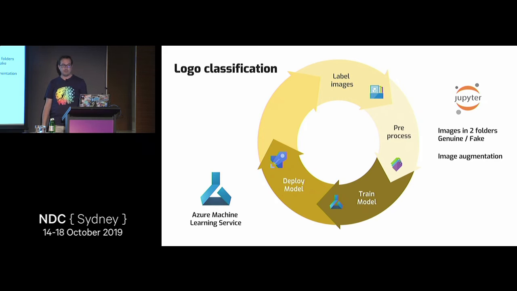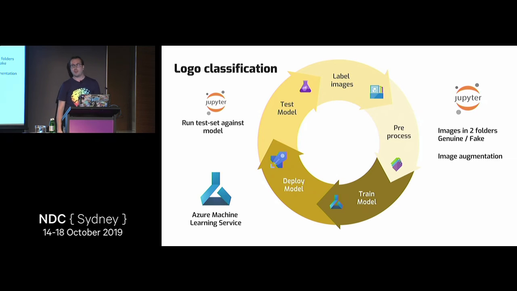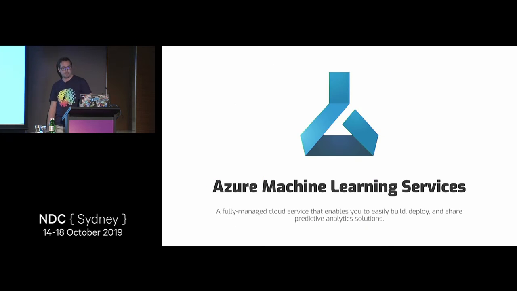We trained our model using Azure Machine Learning Service, where I'll later show how to do that. Then we can deploy the model using Azure DevOps pipelines. And then we have our Jupyter notebooks that actually test the model to see if it was better or worse against our test set. Azure Machine Learning Service is our fully managed cloud service that enables us to build, deploy, and work together on machine learning projects.